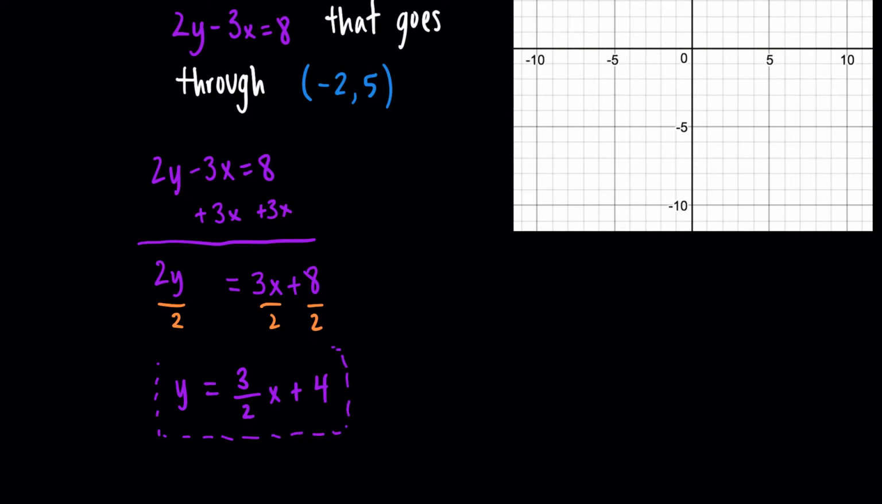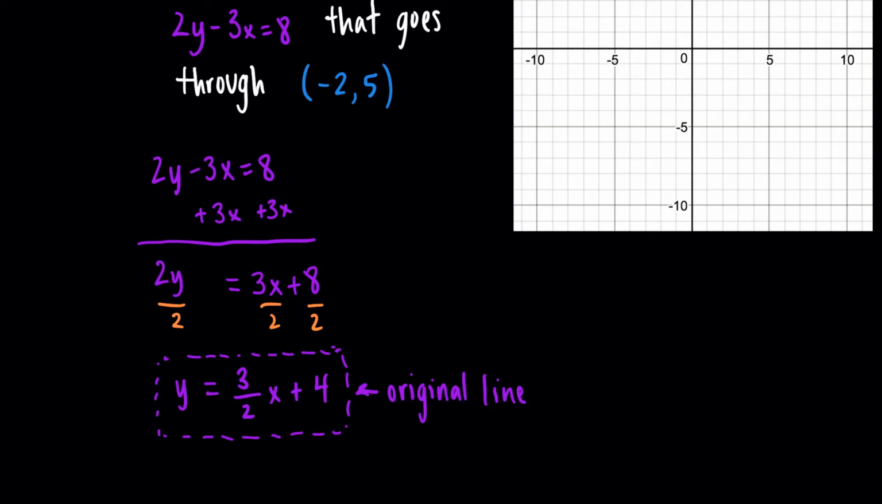This is not our line. Be careful. Some people get so excited and they're like, oh, I got this. This right here was the original line. So we're trying to be parallel to this. But we're trying to go through the point -2, 5.